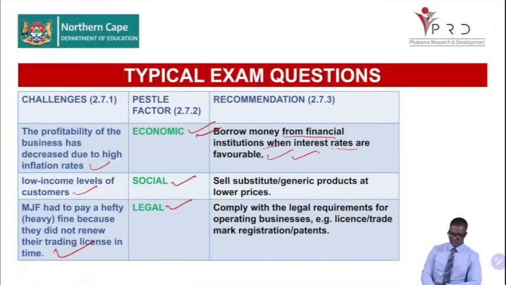That is correct. Then social, a business is suffering because now customers are not having high income levels. Therefore, the business would have to sell substitute or generic products at a lower price so that at least customers can afford to buy those products. And then with regards to failing to comply with the trading license renewal, the business would have to do what? Comply with the legal requirements for operating a business. For example, they need to know when they can renew their license or trademark registration or patents. So that is how they would deal with that.